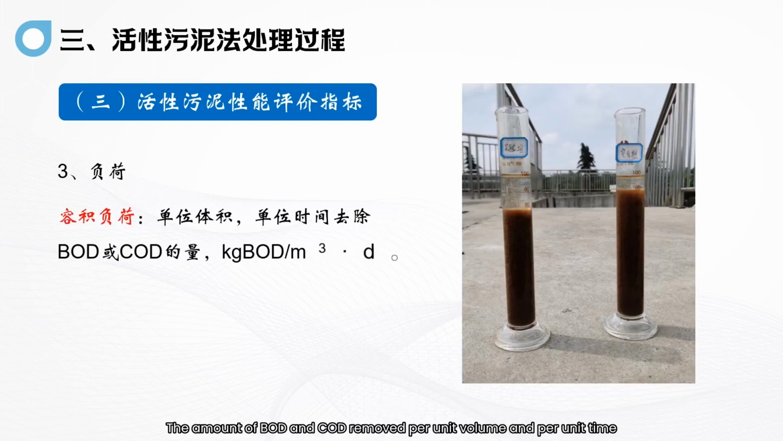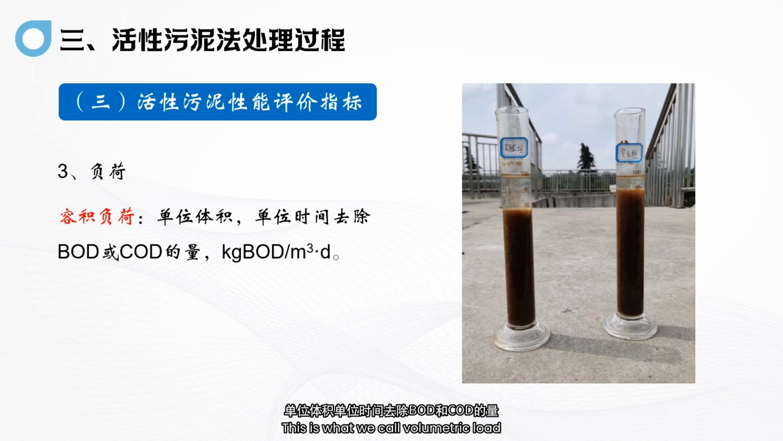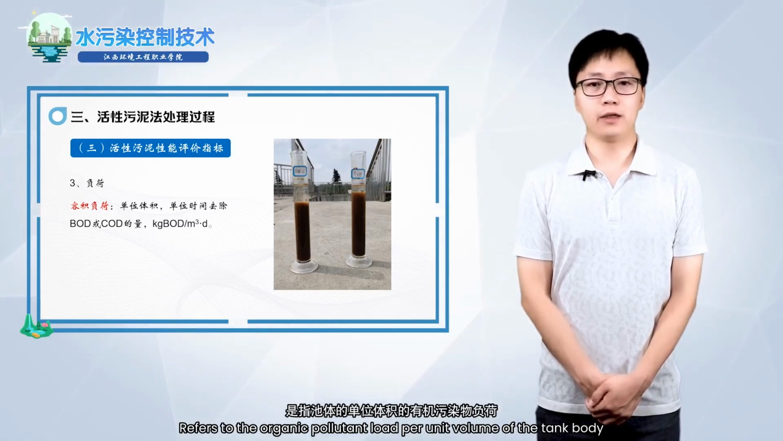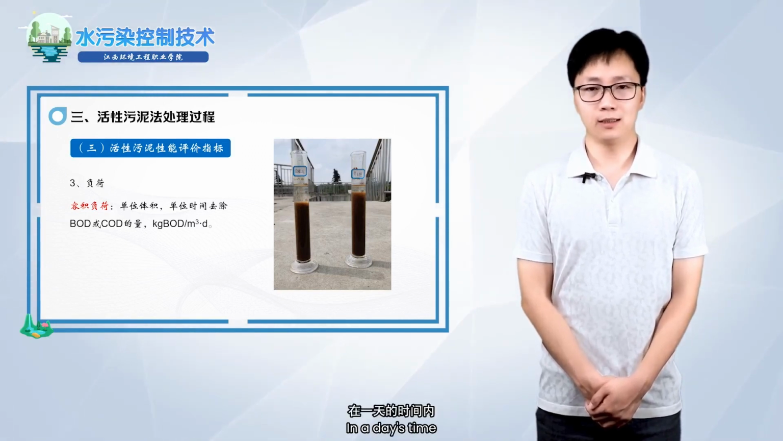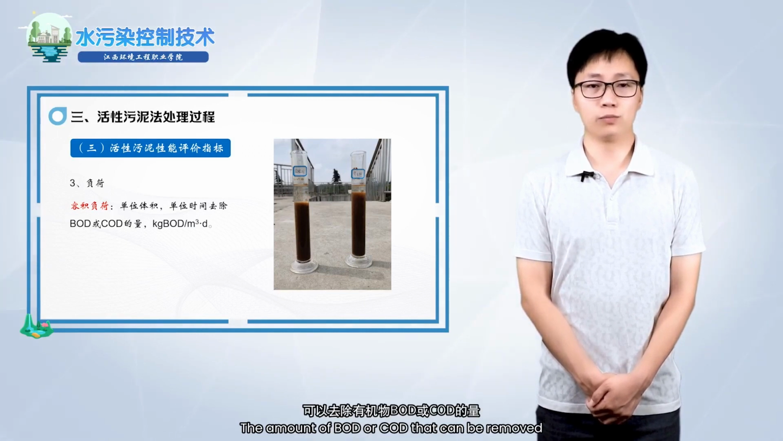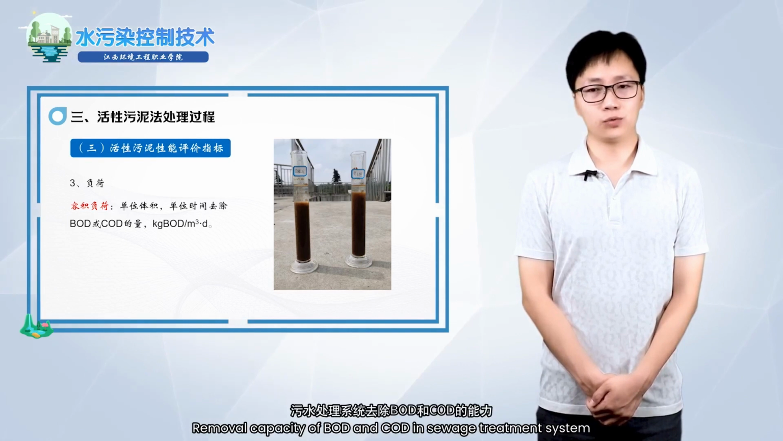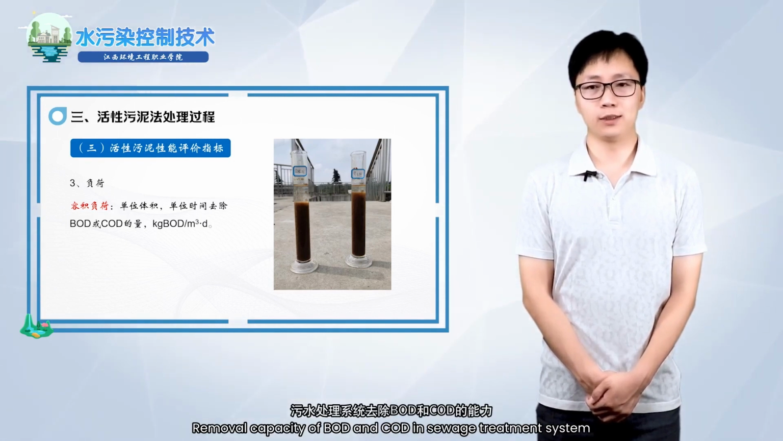Load. Volumetric load is the amount of BOD and COD removed per unit volume and per unit time. We usually express it in kg BOD per cubic meter per day. The meaning of volumetric load is the amount of BOD or COD that can be removed per unit volume of the tank body in a day. It can be used to evaluate the removal capacity of BOD and COD in a sewage treatment system.